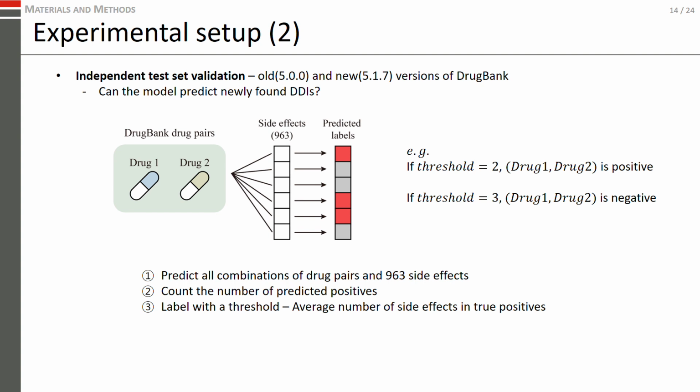Here, I assume that if the number of side effects is greater than the average number of side effects in the positive data set, the drug pair will have interactions. For example, if the threshold is 2, the drug pair of drug 1 and 2 is positive since the number of positives is 3 in this figure.